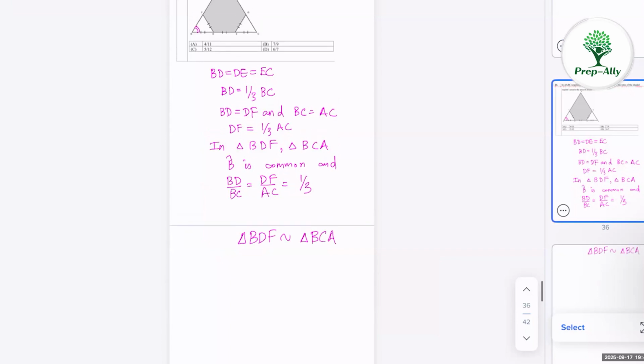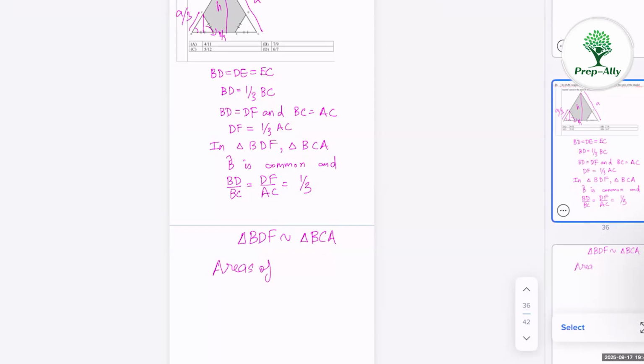So if triangle ABC is equilateral, then the smaller triangles are also equilateral, right? With side length exactly 1/3 of the bigger triangle ABC. So if this side is A, then this is A by 3. Similarly, if this height is H, this height here is H by 3, right?